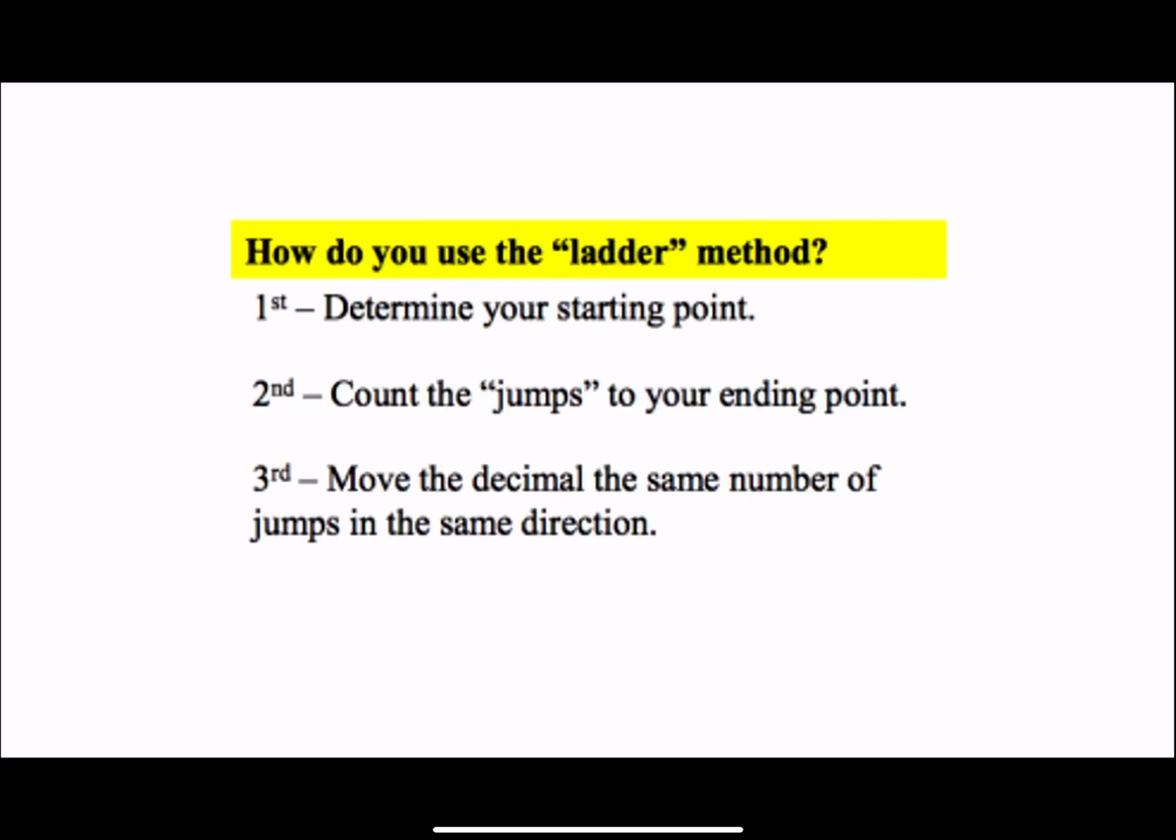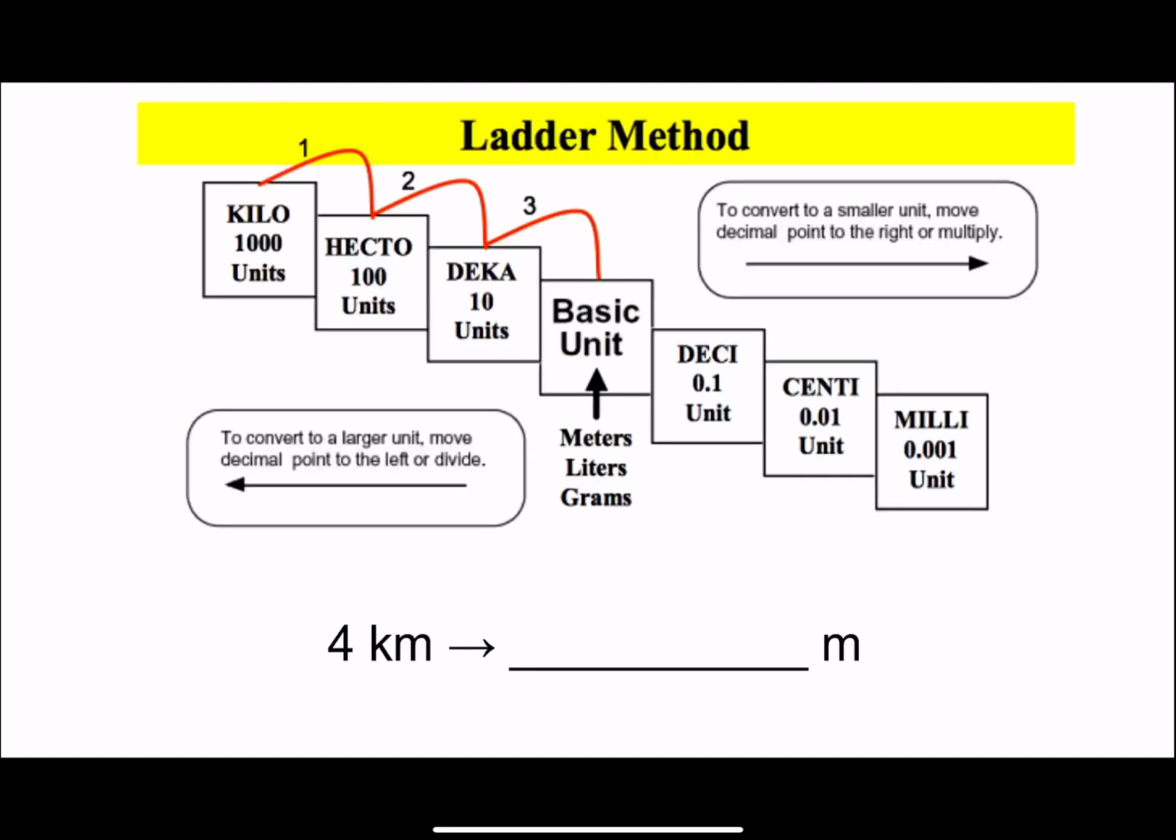So let us figure out the steps. There are 3 steps. First thing is you determine your starting point. So what were you given? What was the measurement given to you? Then you count the number of jumps to your ending point, and then you move the decimal the same number of jumps in the same direction. So let me demonstrate for you.